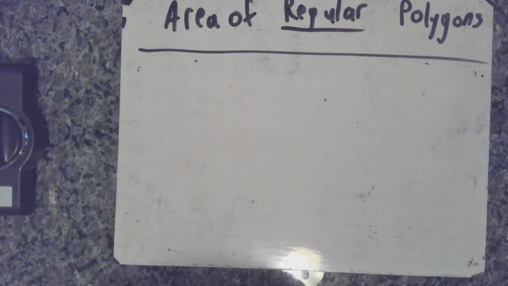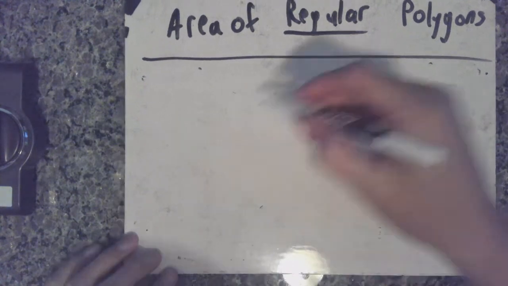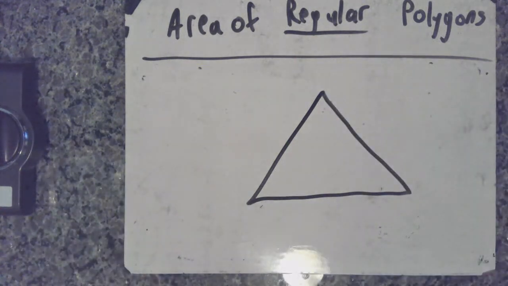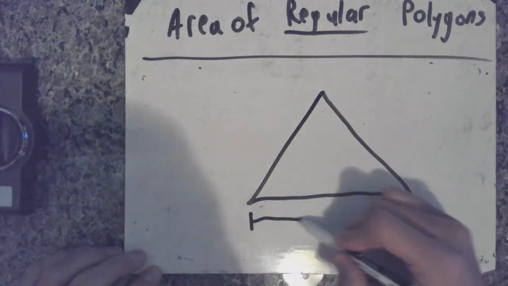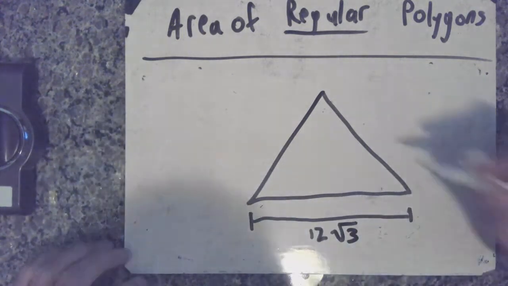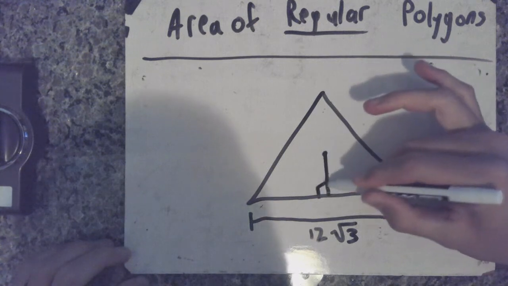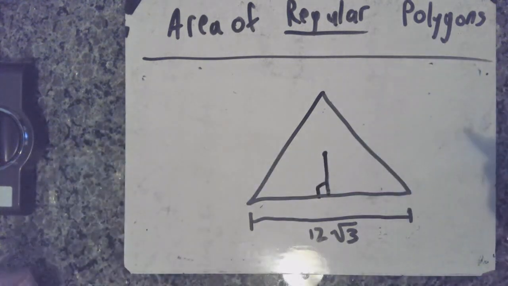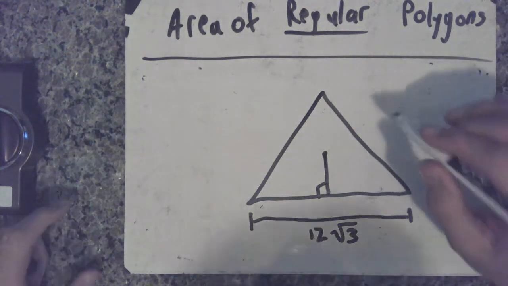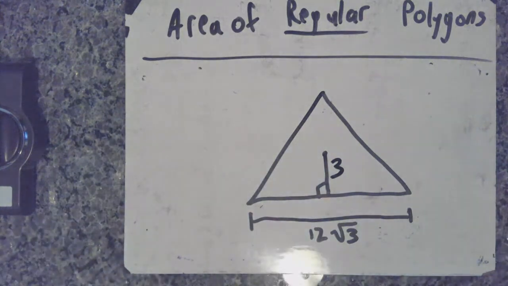All right, so the first example we're going to look at is going to be with a triangle. Let's go ahead and draw the triangle. We're going to be given these various different lengths. We're given that this length is 12 times the square root of 3, and then this length right here is going to be 3.